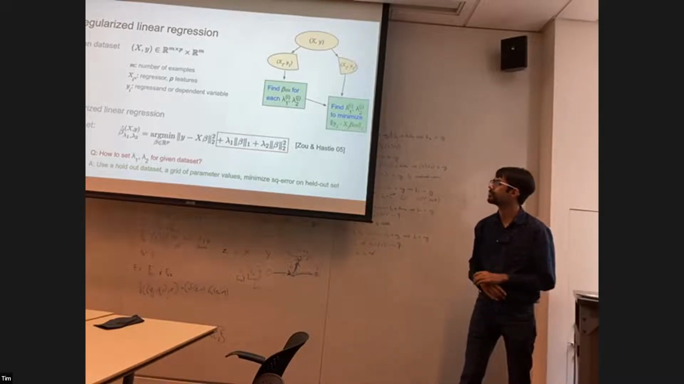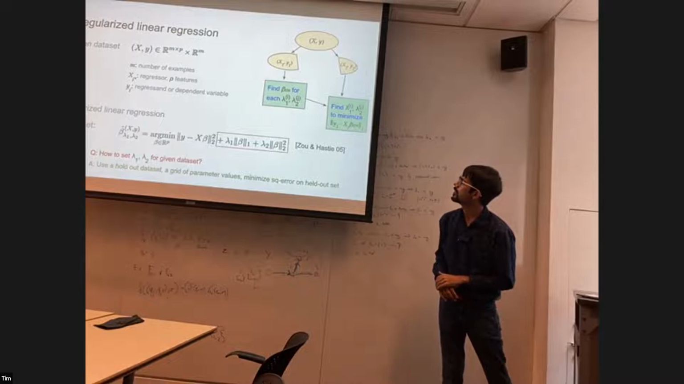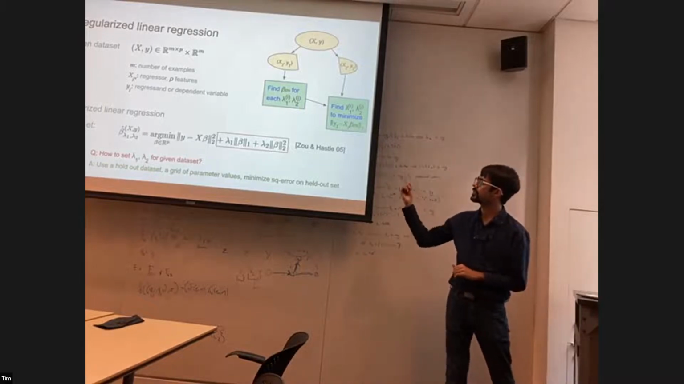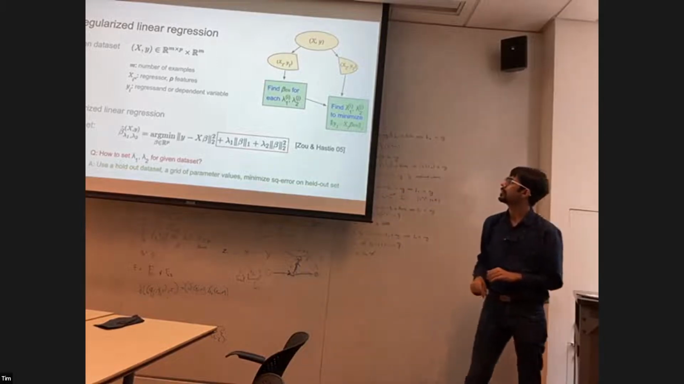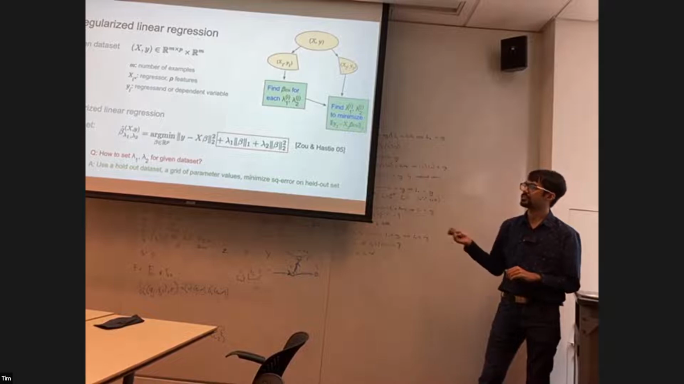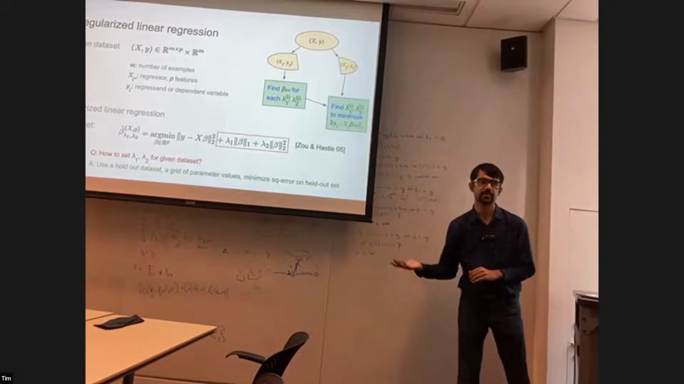You're considering only a finite number of parameter values. And for those parameter values, you find the beta elastic net, which is essentially this minimization. And on the validation set, you see how well that generalizes to the remaining examples.